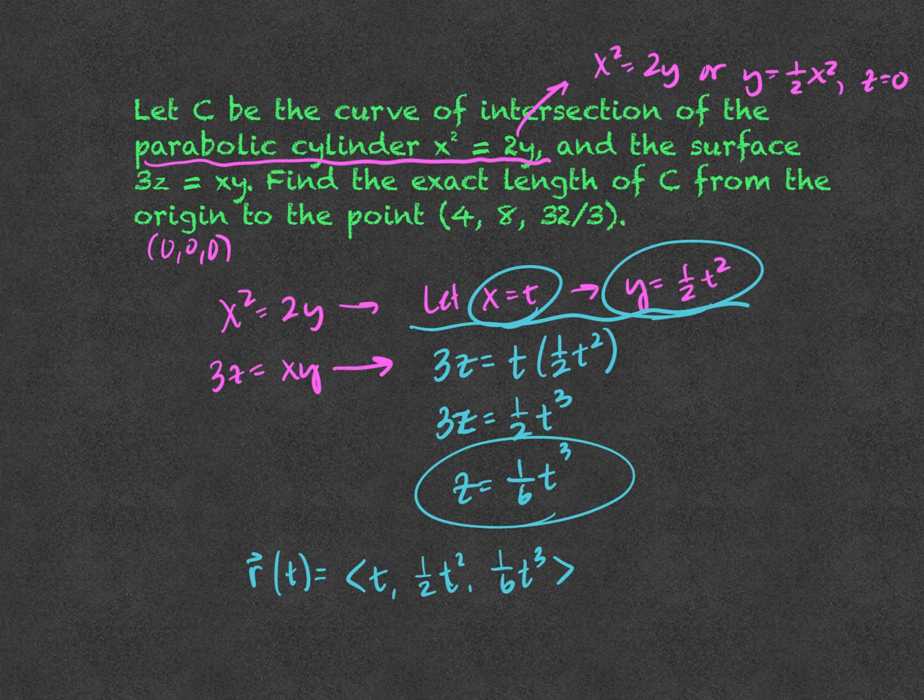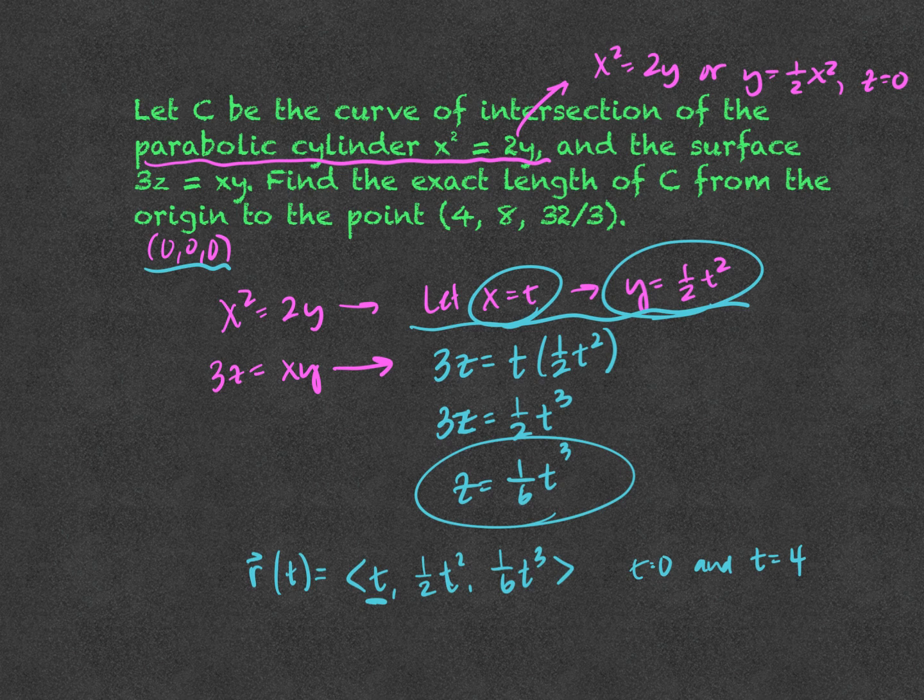And we are given these 2 points, the origin. Now at the origin, we can look at the x value because that's t. So that means we start at t equals 0 and we finish at t equals 4. And if you plug it into each of those values, you'll see that it's true.